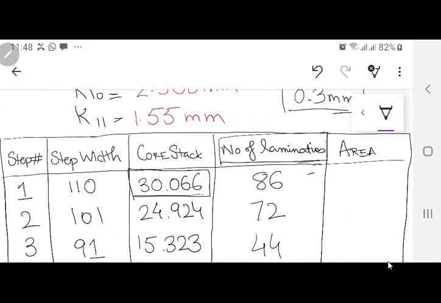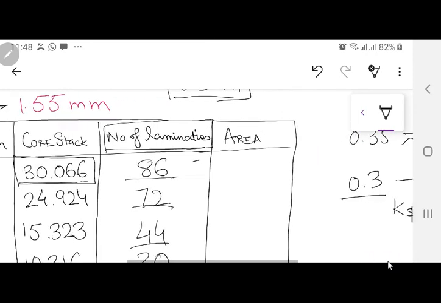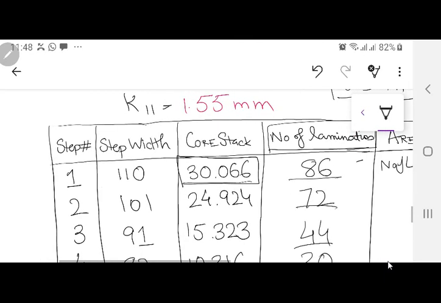Now since I know the number of laminations, for the area I am going to multiply the number of laminations by 0.35 multiplied by what? Should I multiply it by the step width or by the core stack to find out the area of one step?